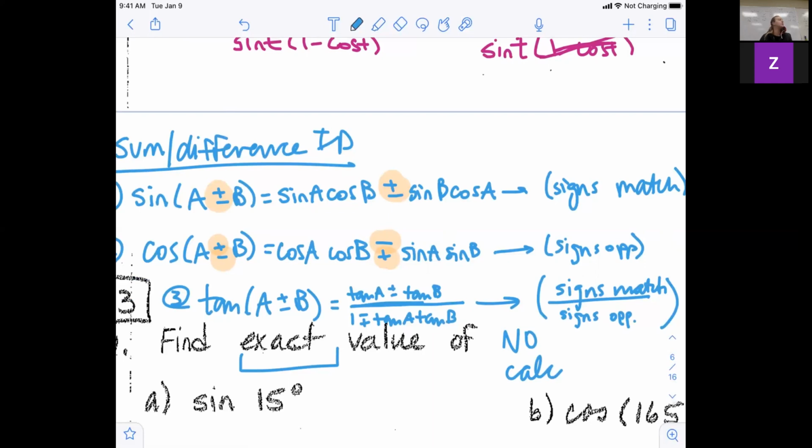If you don't have your unit circles out, get those out too, because we're going to refer to those. Get your unit circle out.